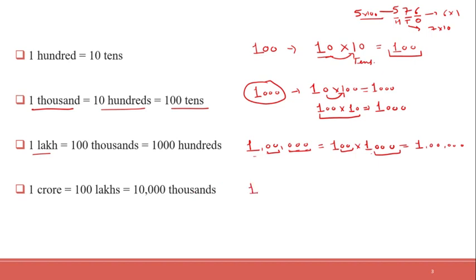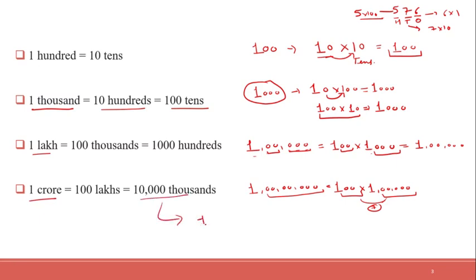Similarly, 1 crore is equal to 100 into 1 lakh. Just compare the number of zeros. Here we have 7 zeros, here 5, and here 2. 5 plus 2 is again 7. So if we call it 100 lakhs, then it is the same as 1 crore.